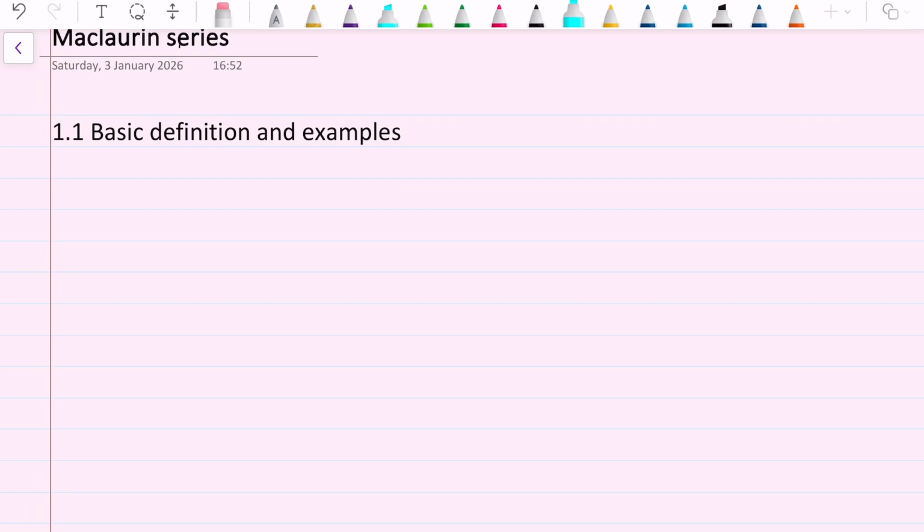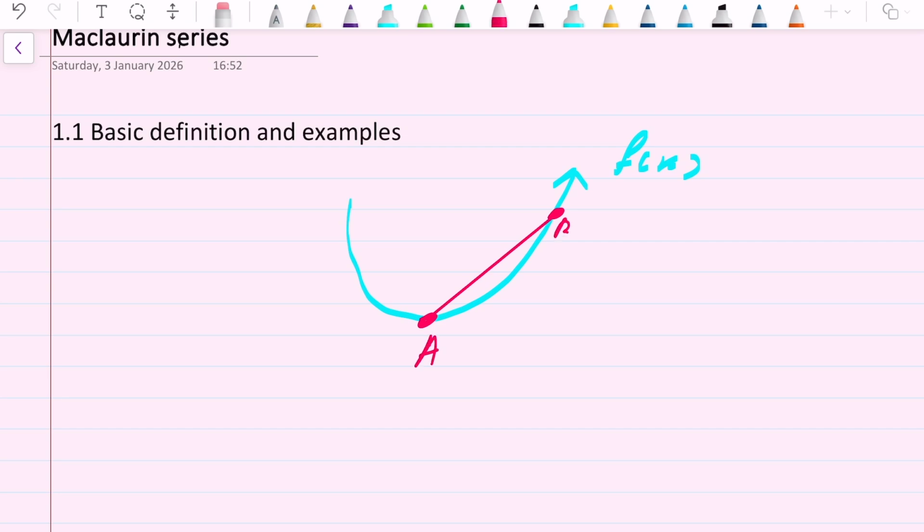Hi everyone, today we are going to understand Maclaurin series. In calculus, we have understood the rate of change, average rate of change, instantaneous rate of change. Suppose we have any curve f(x). Average rate of change is the gradient of the line joining the 2 points, let's say A and B.